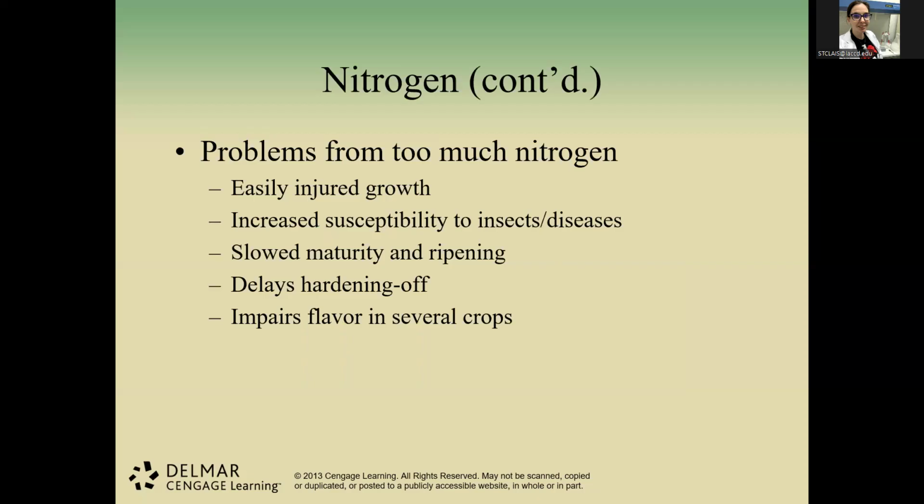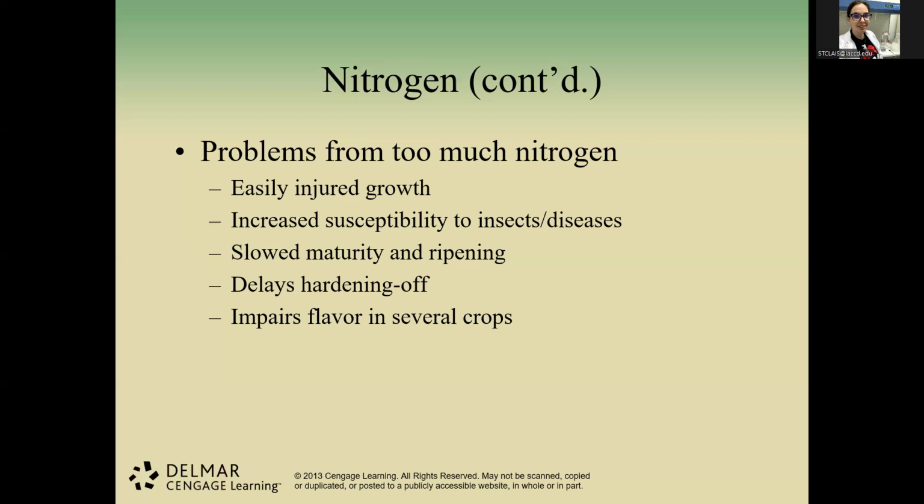It's also worth noting that while nitrogen speeds growth, and plants that have adequate nitrogen will be vigorous, with large leaves and long stem internodes, too much nitrogen can cause toxicity. So you can have an excess of nitrogen. One thing is easily injured growth. You may have succulent growth. High nitrogen growth is more prone to insects and diseases. It tends to attract pests. Overly rapid growth also slows maturity and ripening of crops.